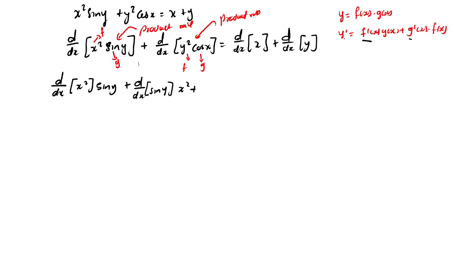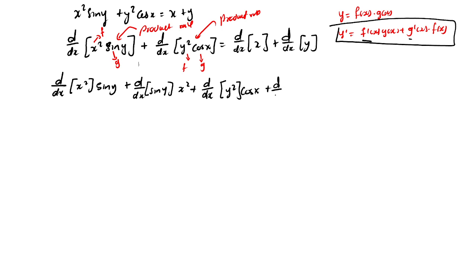Plus, we do the same thing here, we apply this rule here. We have the first function, which is f, so we're going to take the derivative of f, so it's going to be d over dx of y squared, right? And then we keep the g, cos of x, plus d over dx of cos x multiplied by, you keep the y squared, right? Which is equal to d over dx of x plus d over dx of y, right?